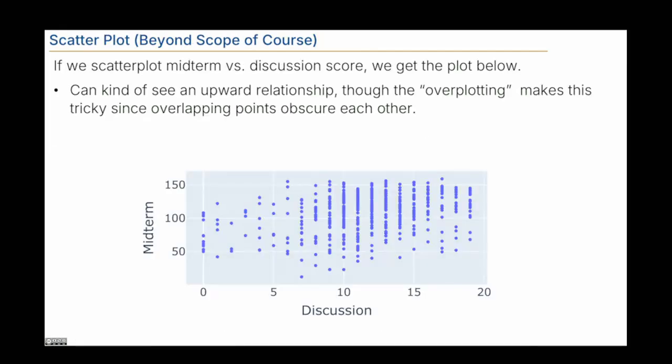In case you're curious, I actually also plotted the data. So this is the midterm versus discussion score for our semester. And you can kind of see this upward relationship. But on this plot, if two people have the same score, you can't see them. They're just directly laid on top of each other. So it's kind of hard to see what's going on.